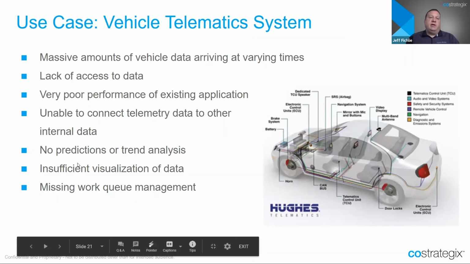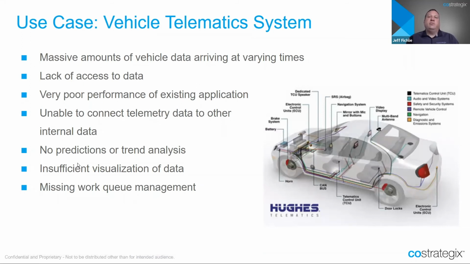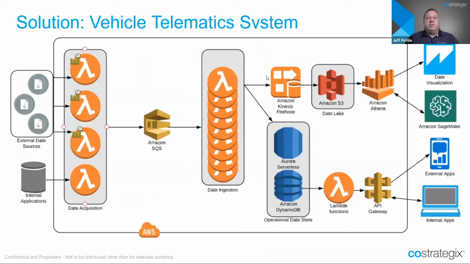And then they couldn't predict on it. Since they couldn't connect it, they couldn't do predictions, they couldn't visualize it, and they also needed some way to perform work on that as well. So this is the system. I'll just go quickly through it. I won't break it down into its smallest components.